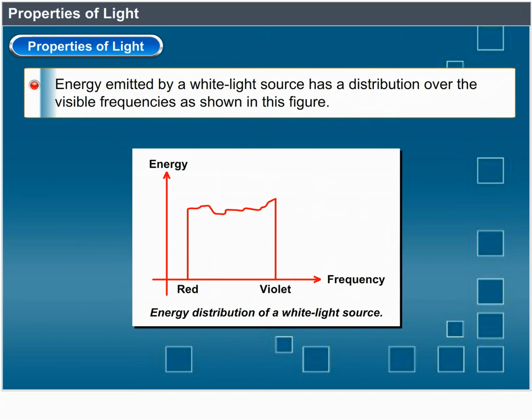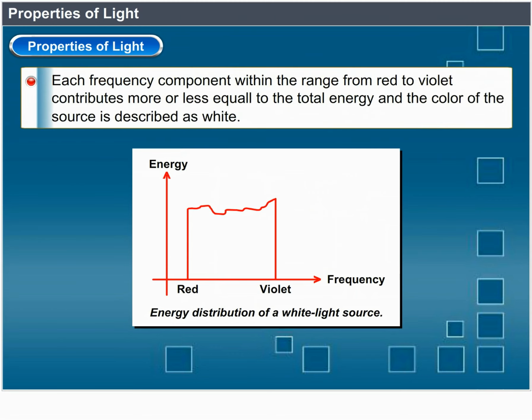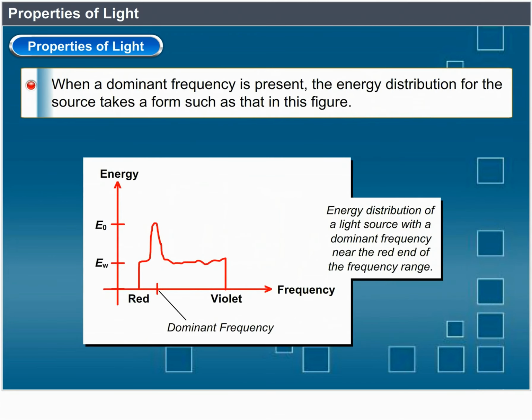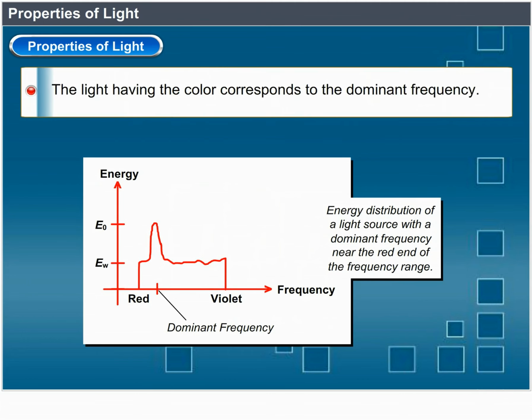Energy emitted by a white light source has a distribution over the visible frequencies as shown in this figure. Each frequency component within the range from red to violet contributes more or less equally to the total energy, and the color of the source is described as white. When a dominant frequency is present, the energy distribution for the source takes a form such as that in this figure. We would now describe the light as having the color corresponding to the dominant frequency.